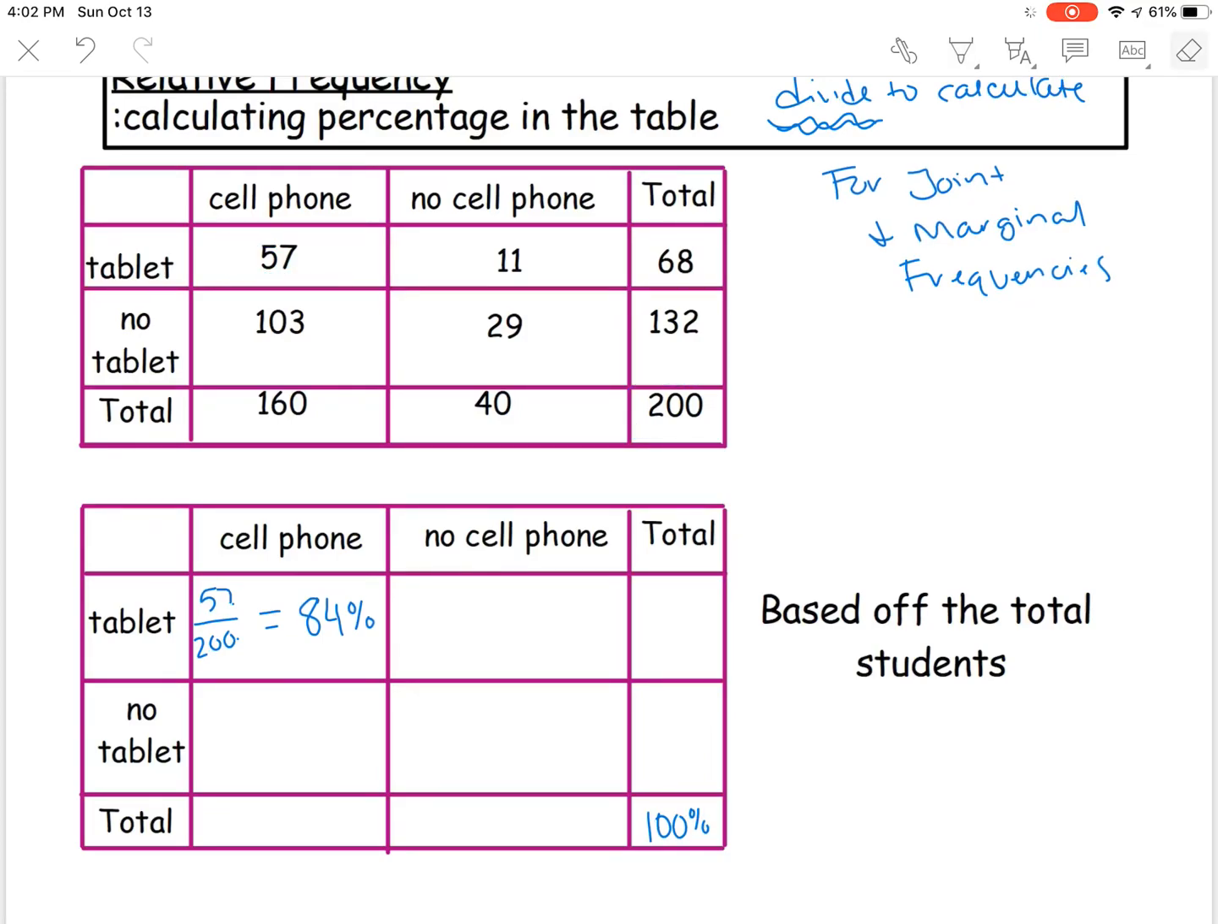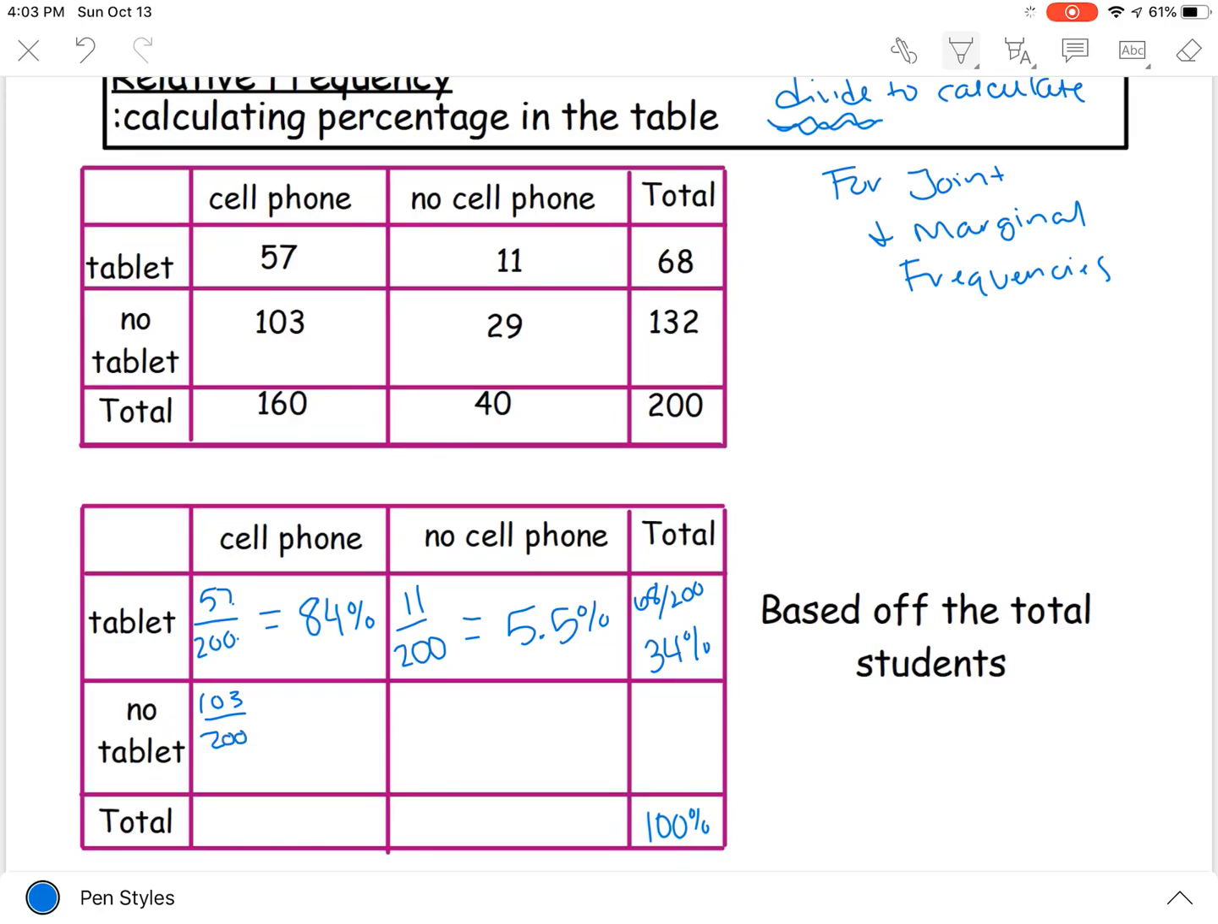Then we just do this with the rest of our two-way frequency table. So we're going to take 11 divided by 200, which gives us 5.5% of students who have a tablet and no cell phone. Well, we had a total of 68 students who had a tablet out of the 200 students. That gives us 34% of students have a tablet. Now it'd be a good time to pause and see if you can fill out the rest of these percentages.